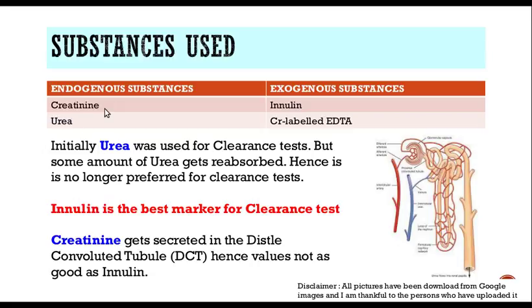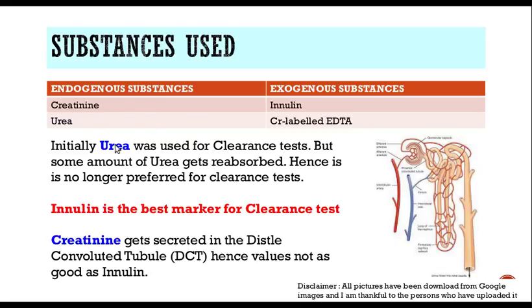Why? Because creatinine is routinely being produced by the body. The level of creatinine in the blood remains constant throughout the day, and once it is filtered from the glomerulus, it is not reabsorbed. Inulin is the best marker for clearance studies because it exactly follows all the characteristics we required, but this is a foreign substance which we have to inject into the body.